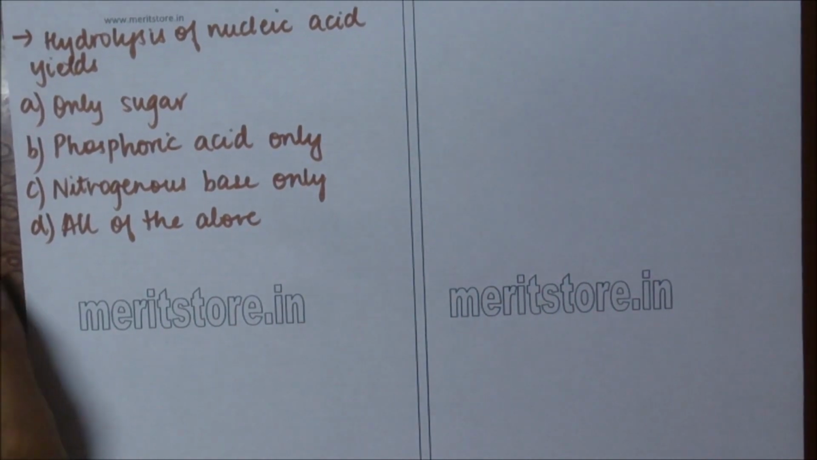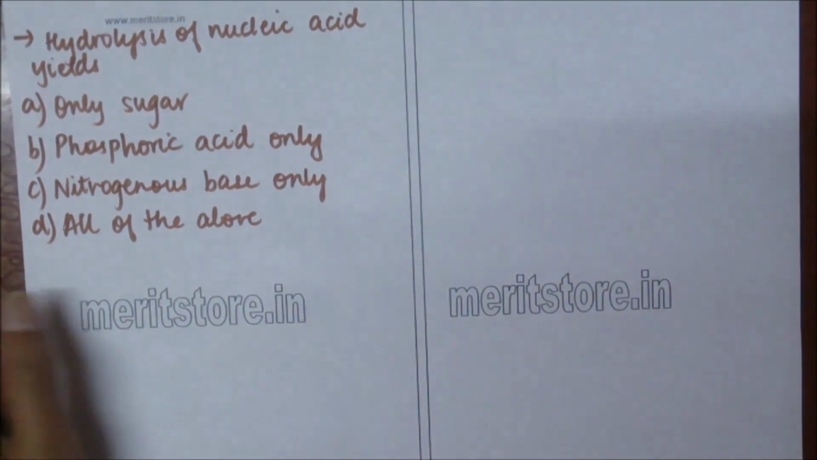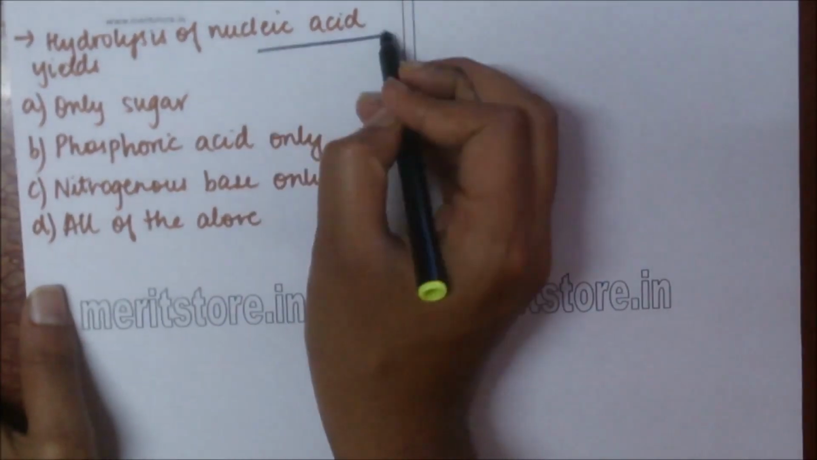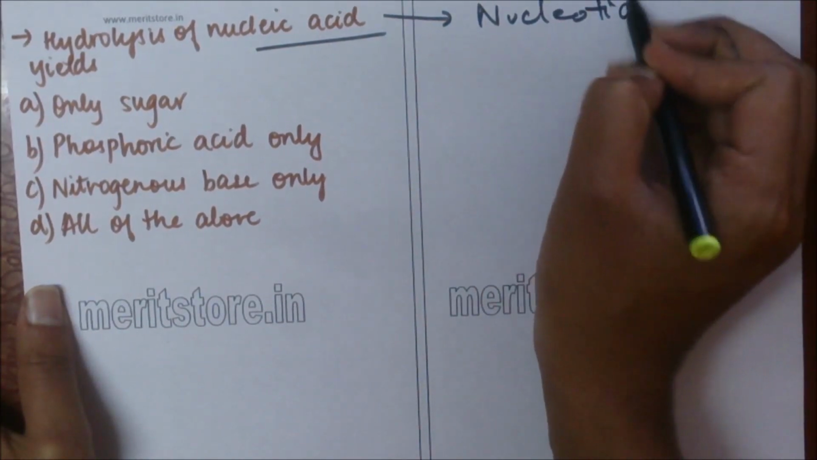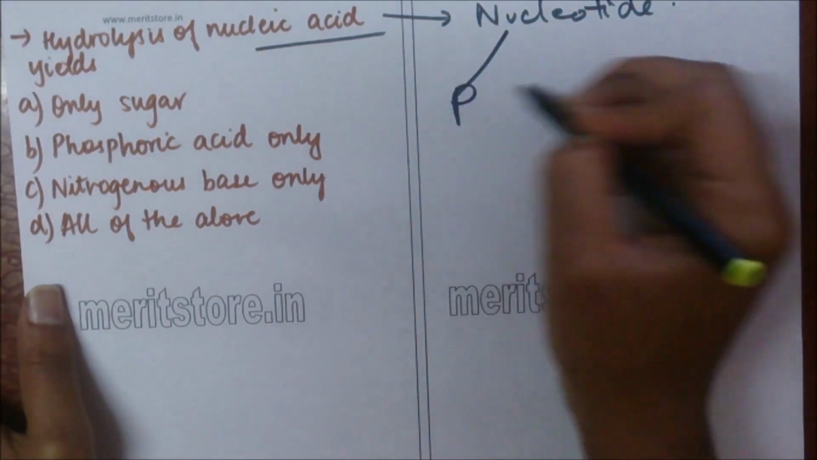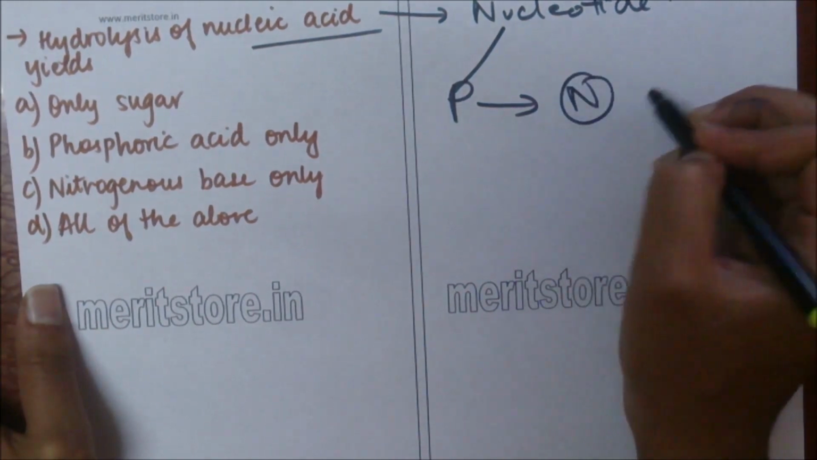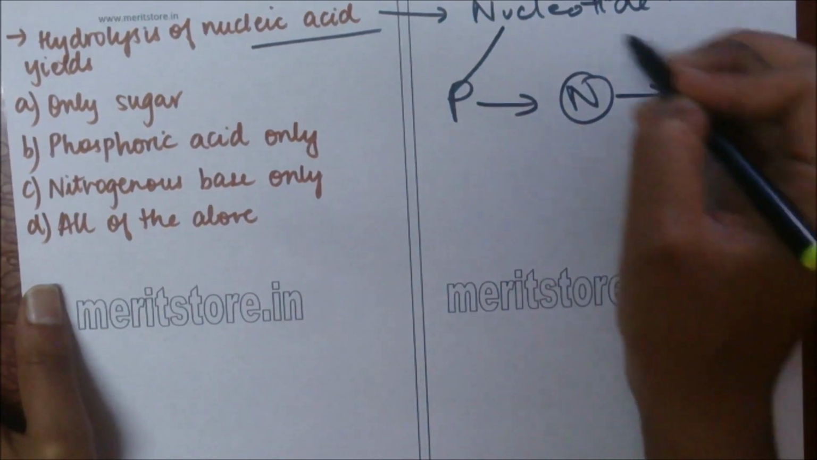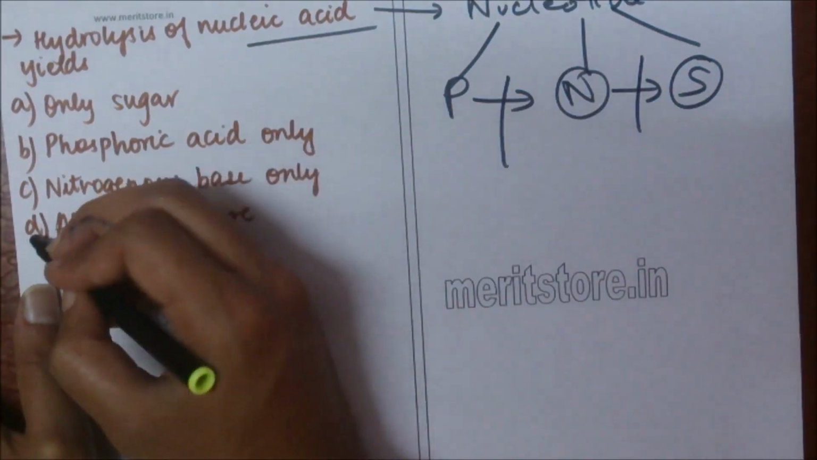The hydrolysis of nucleic acid yields A. only sugar, B. phosphoric acid only, C. nitrogen base only, D. all of the above. A nucleic acid is made of nucleotides. Hydrolysis of this yields a phosphate, which is attached to a nitrogen base, which is attached to a sugar. This forms a nucleotide. On hydrolysis we get all of this.